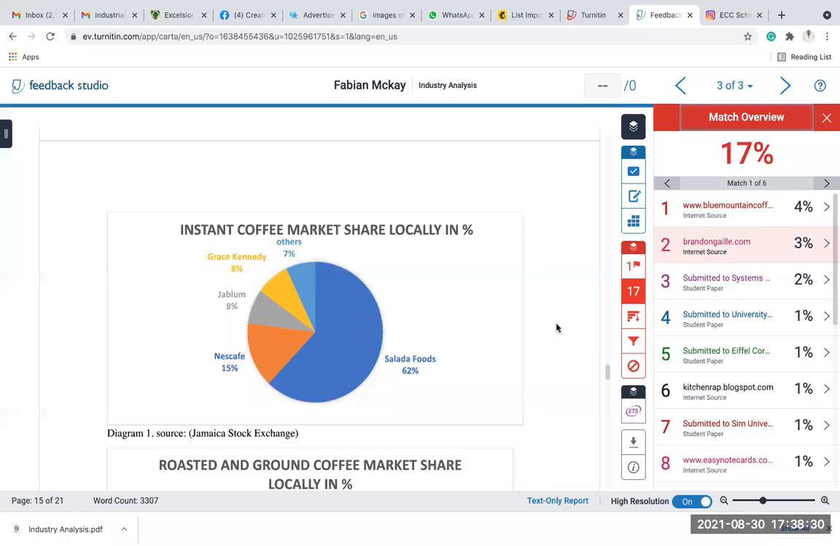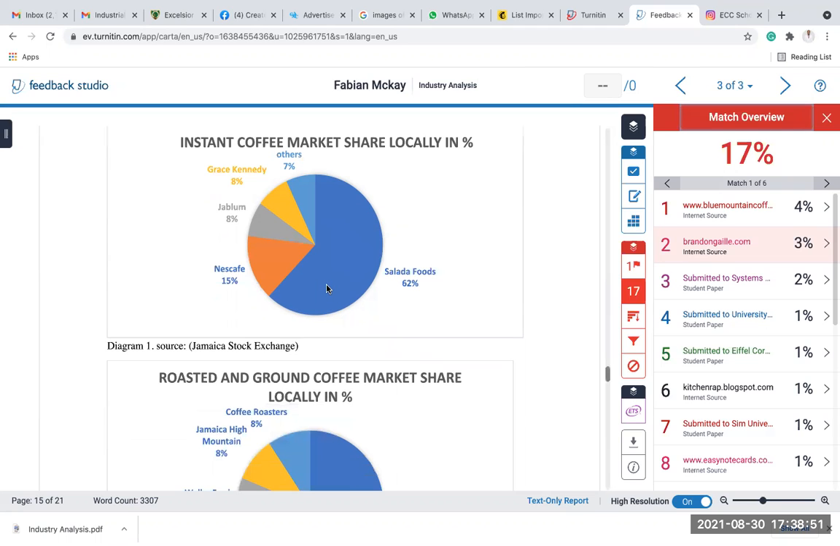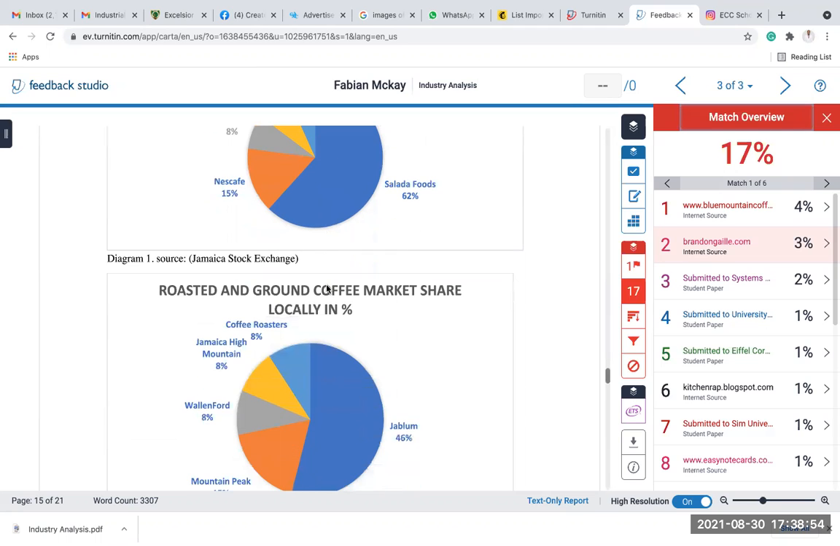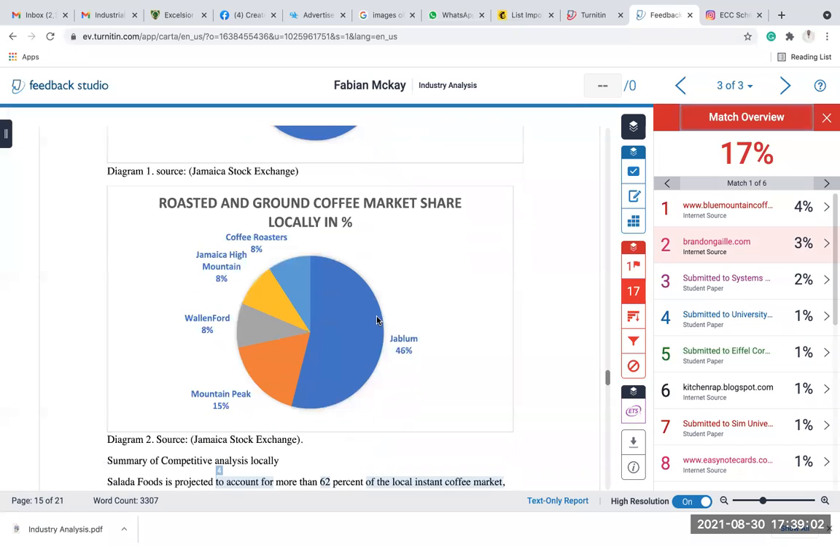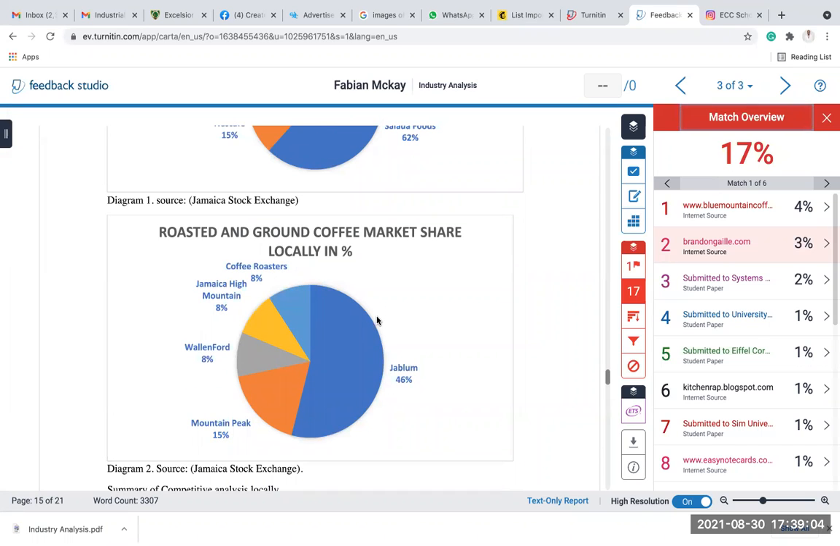Because I see Grace Kennedy, which is not a coffee. So instant coffee market share. This is the Jamaica Stock Exchange you got the image from, right? Jamaica Stock Exchange. Right. All right, so let's say that this is it. So where is Blue Mountain Coffee on this? Because this is the instant coffee market, and Blue Mountain is roasted. Blue Mountain is roasted and ground coffee. Am I correct that Blue Mountain is roasted and ground coffee?